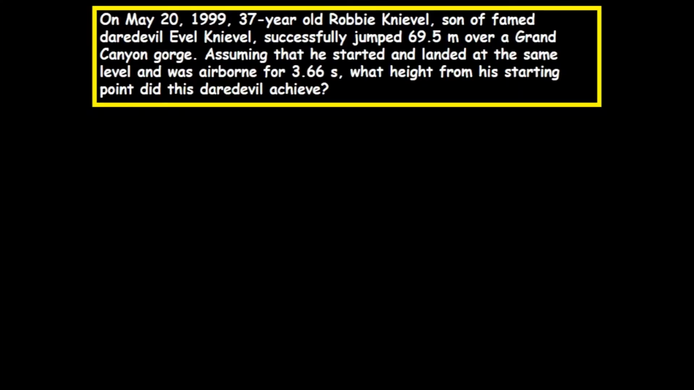Next, on May 20th, 1999, 37-year-old Robbie Knievel, son of famed daredevil Evel Knievel, successfully jumped 69.5 meters over a Grand Canyon gorge. Assuming that he started and landed at the same level and was airborne for 3.66 seconds, what height from his starting point did this daredevil achieve?